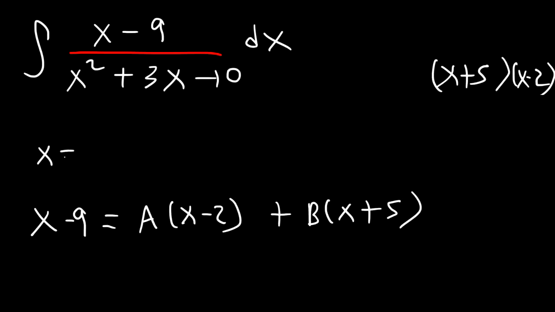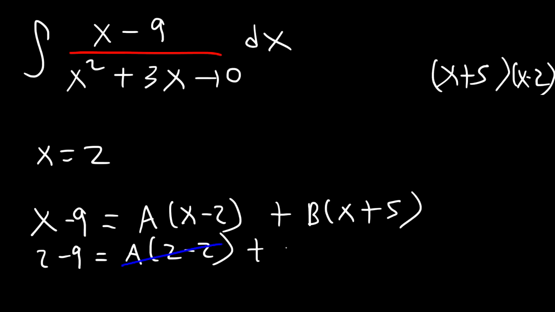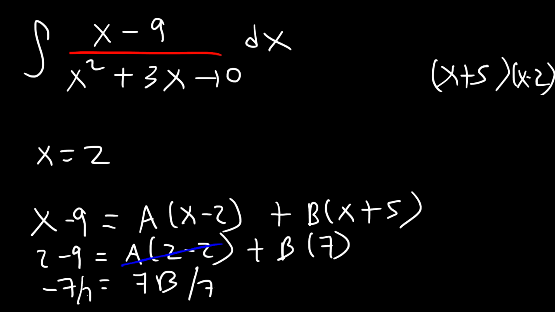When x is 2, on the left it's going to be 2 minus 9. On the right, 2 minus 2 is 0, which is great. So that gets rid of a. And so I'm left with one variable, b. And 2 plus 5 is 7. Now, 2 minus 9 is negative 7, and that's equal to 7b. Dividing both sides by 7, I can see that b is equal to negative 1.